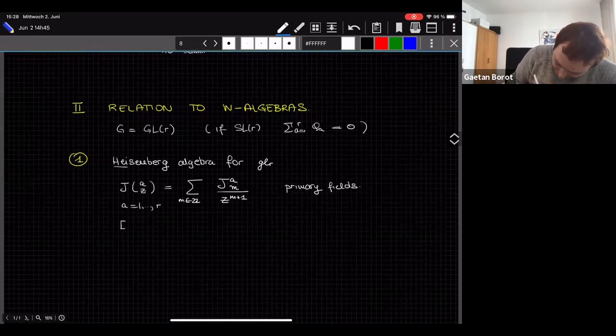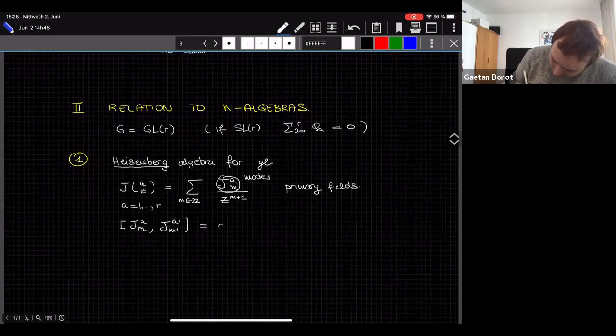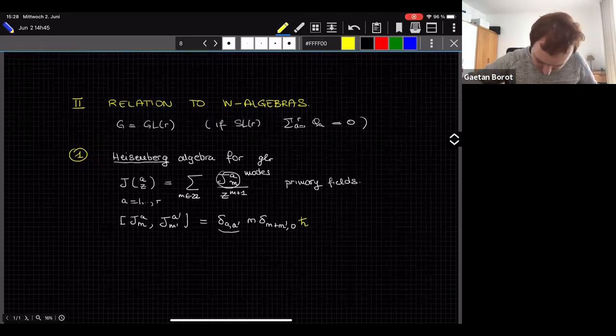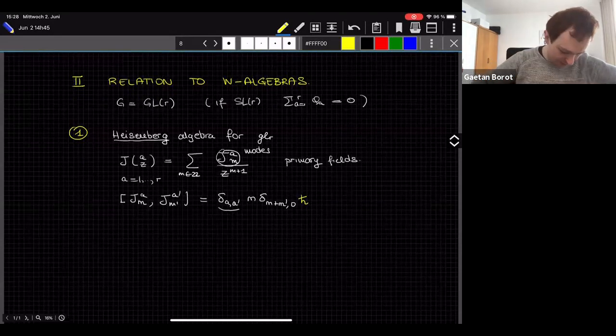And Heisenberg means that you impose the following commutation, these modes satisfy the following commutation relation. So it's diagonal in the a's. That's in fact the Killing form between the simple roots, a indexing an orthonormal basis of the simple roots. Here you have m delta m plus m prime 0. And here it will be convenient for me to add an h bar. And I will specify its role in the theory later.